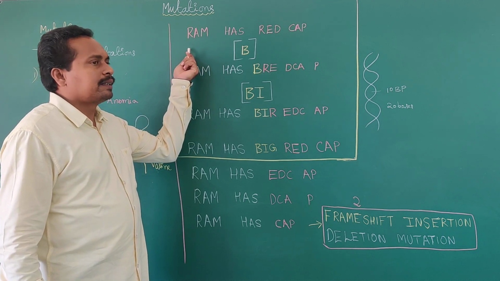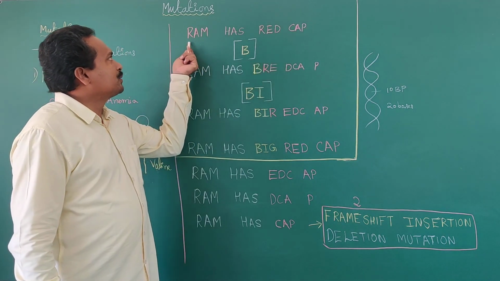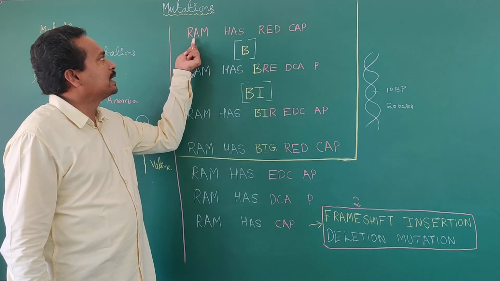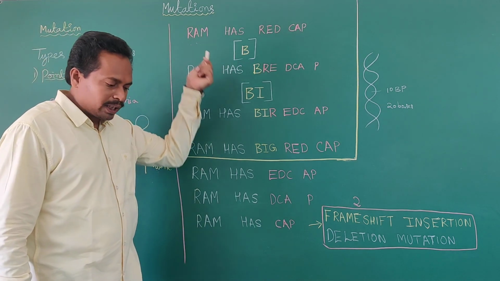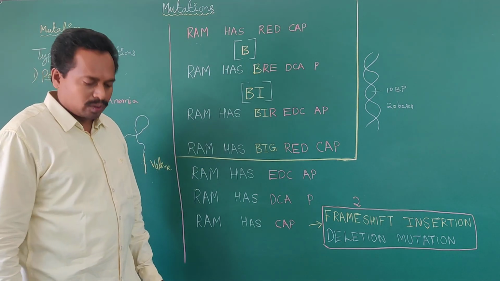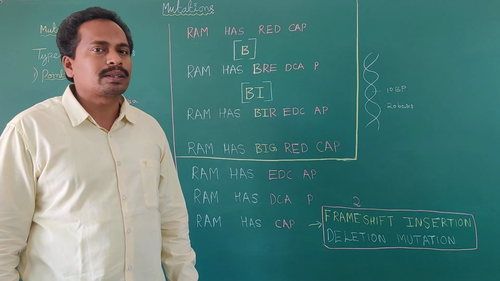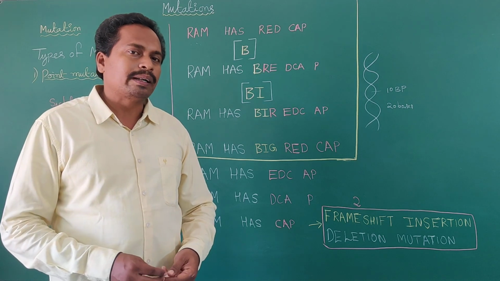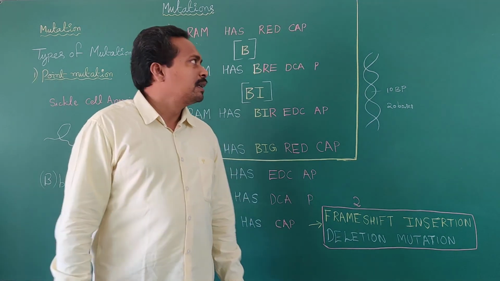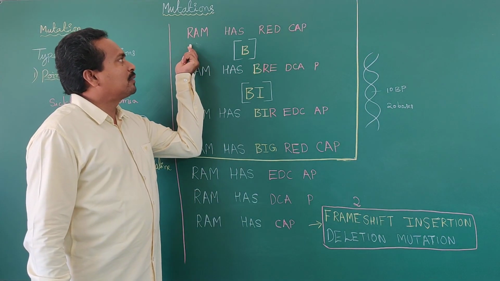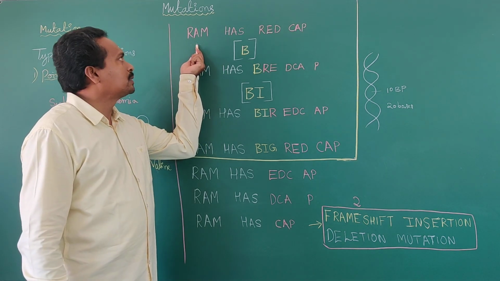Here I have written one sentence: Ram has red cap. Each word has three alphabets, like a genetic code. You have already learned about the genetic code. What is a codon? Three adjacent nitrogen bases collectively are known as a codon. So in the genetic code, each codon has how many nitrogen bases? 3 nitrogen bases. In this sentence, each word has how many alphabets? 3 alphabets, like a genetic code.